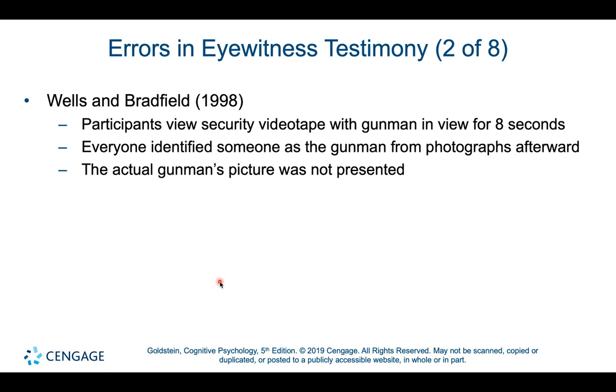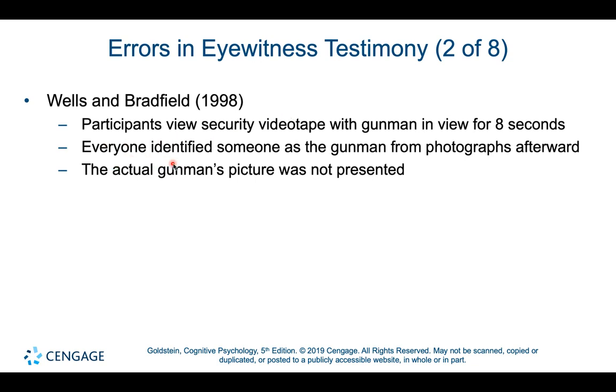And of course, there's experiments that show this. People in a group of participants in 1998 watched a security tape of a gunman who was robbing a store, and the gunman was in full view on the video for 8 seconds. And then these participants engaged in something that would be very common, which would be a criminal lineup, right? That the police might do. Here's a row of 5 or 6 suspects. Can you look through and can you tell us which one was the gunman?